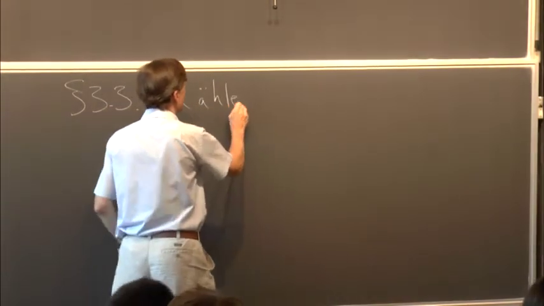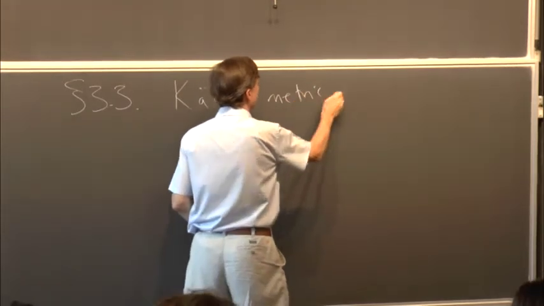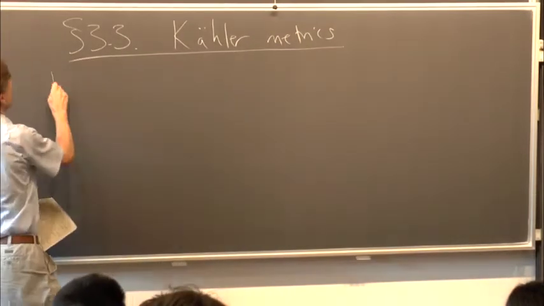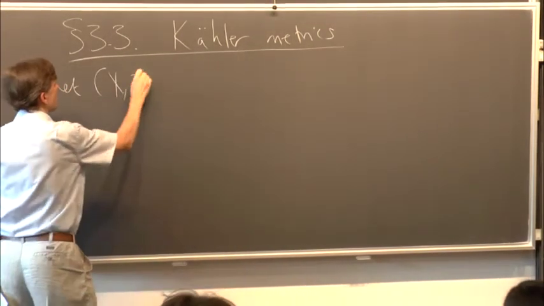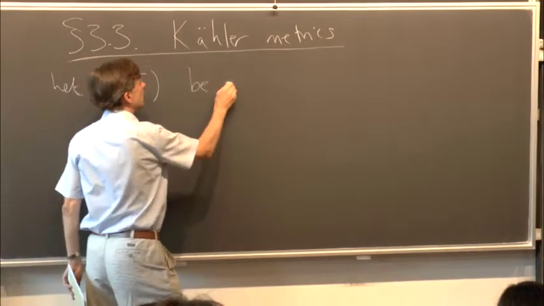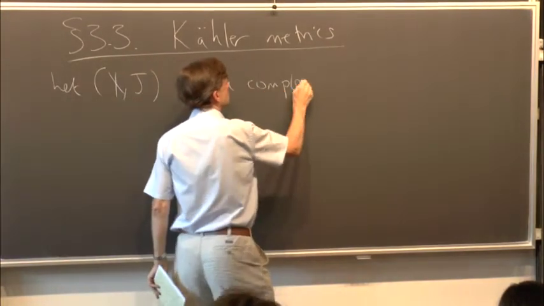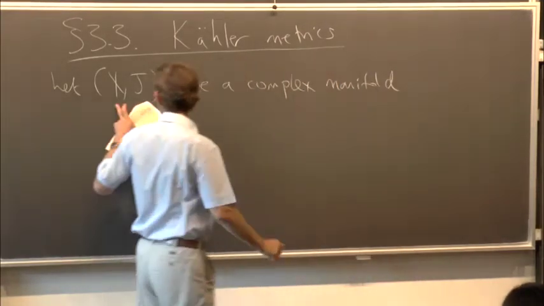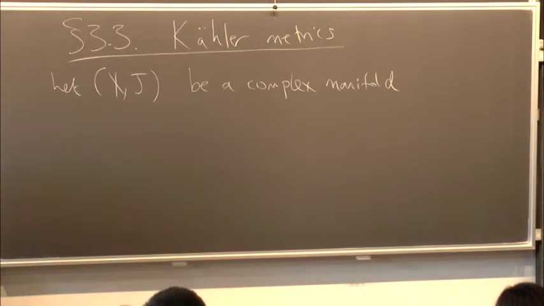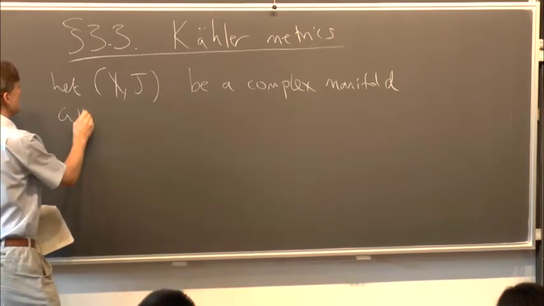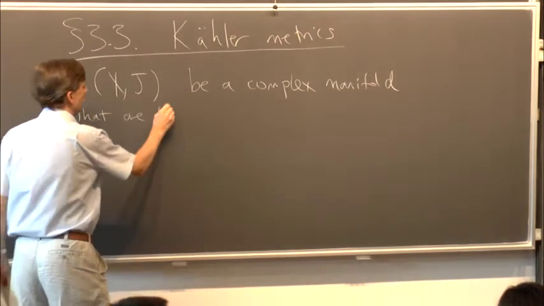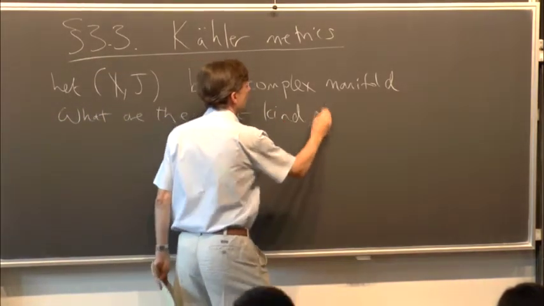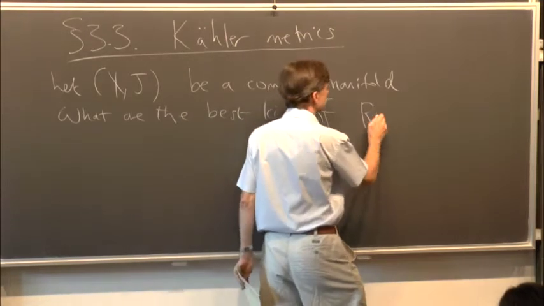So we'll have a section 3.3 on Kähler metrics. If we let X with complex structure J be a complex manifold, then X is a real manifold, so we can put Riemannian metrics on it. We can ask what are the best kind of Riemannian metrics on X.